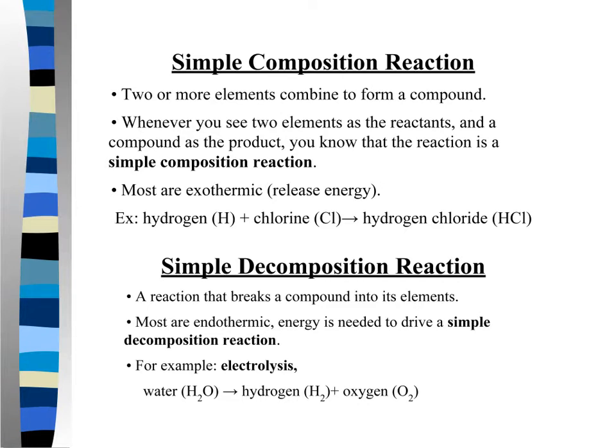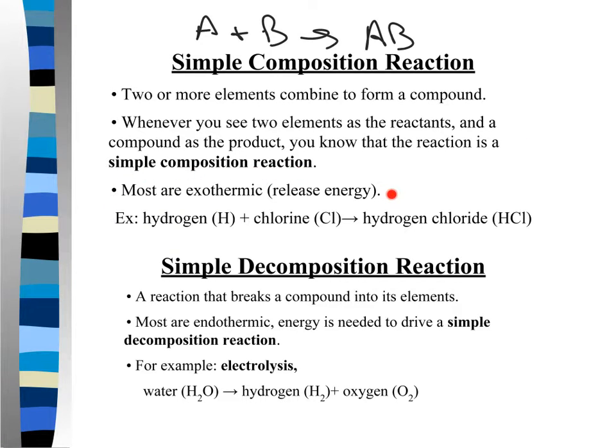Now we're going to talk a little more about these reactions and give you a few more examples, starting with the simple composition reaction. The first point is that we have 2 or more elements combined to form a compound. Remember before, where it said A plus B is going to produce AB. Whenever you see 2 elements as reactants and a compound as a product, you know the reaction is a simple composition reaction.